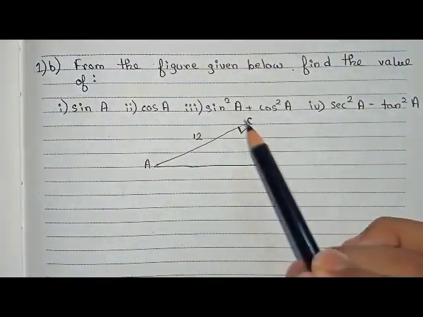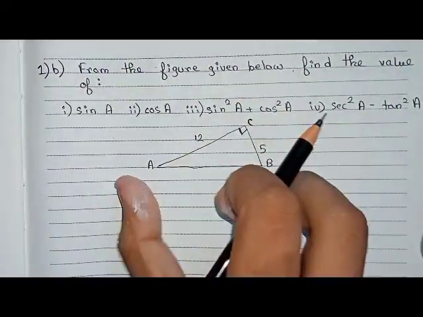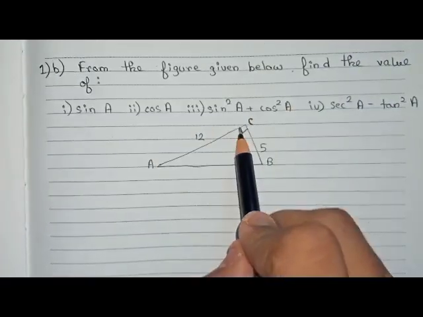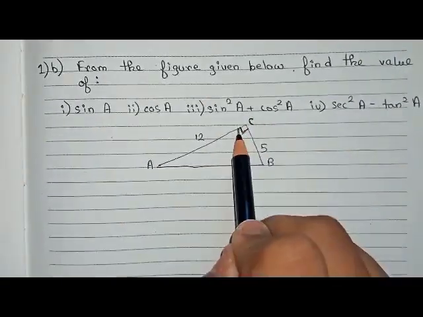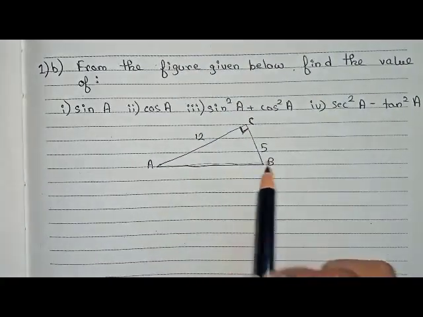So AC and BC are given, that is 5 and 12. We need to find out the value of AB first. So this is our right angle. The side opposite to the right angle is the hypotenuse. That means AB will be the hypotenuse.